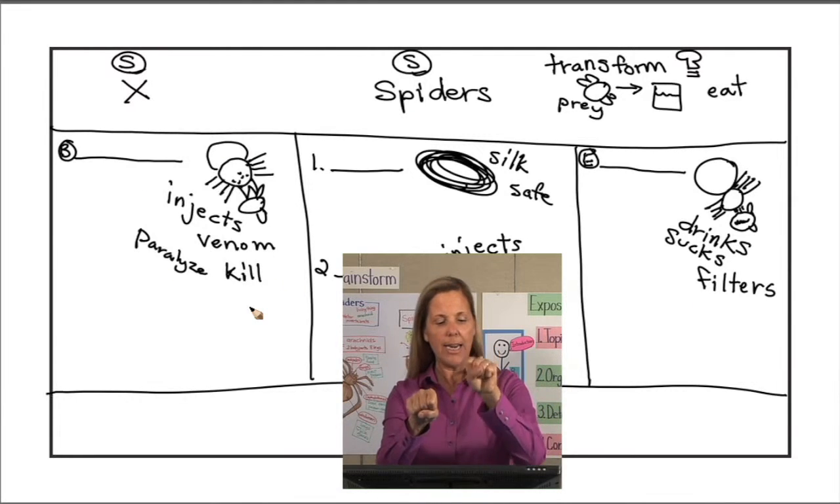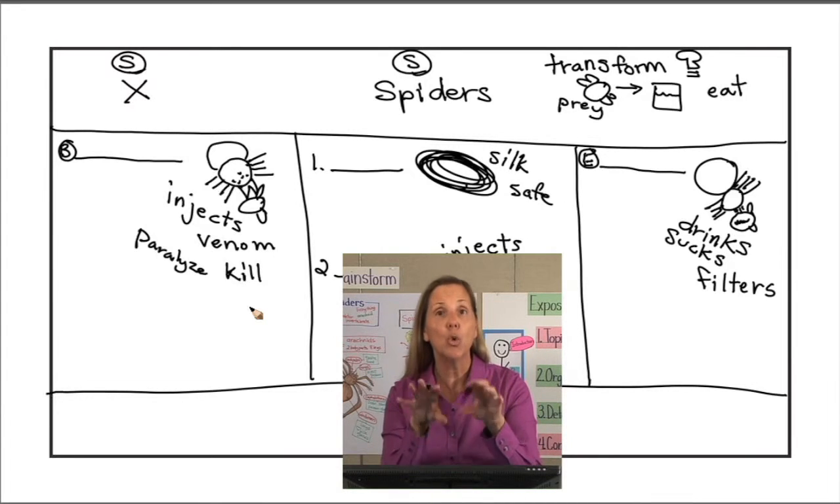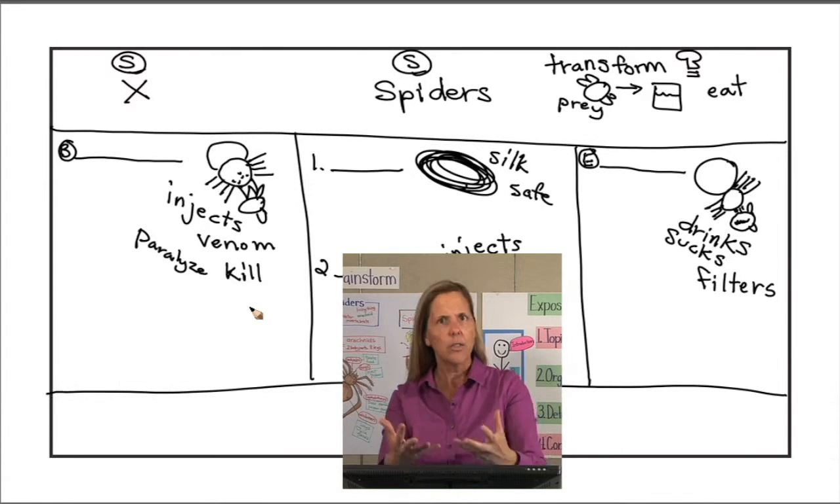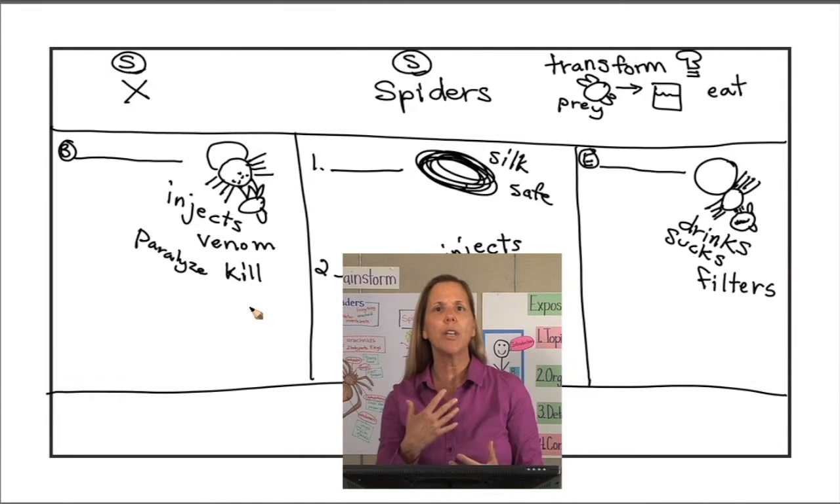A spider injects its prey with a venom to kill it or paralyze it. So I've just begun my sentence. Now I'm going to go back because I noticed that I've already started with many of the same words. I have spider, I have prey. I need to have another way to say spider.